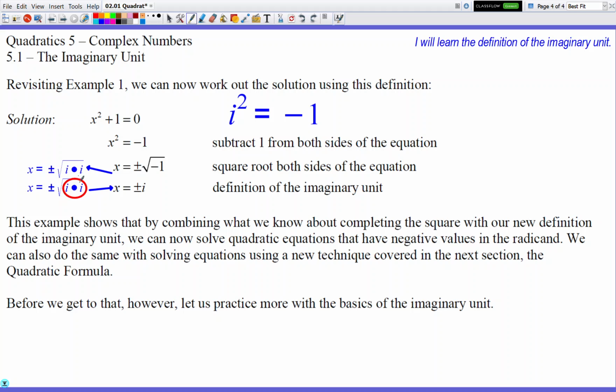This is the way I taught you how to deal with square roots in the other lessons, where you circle things that match. Because we have two i's in the square root symbol, we can circle them. And because we circle them, they get to go outside the symbol. So it's going to be x equals plus or minus i.